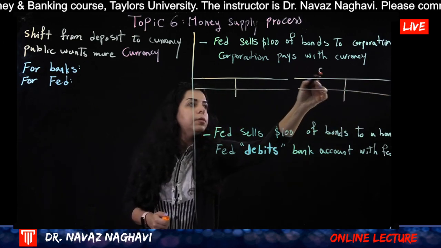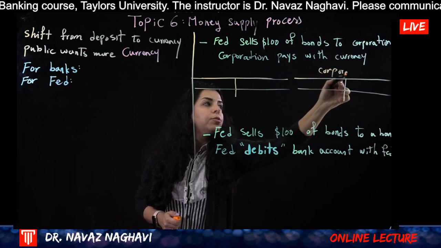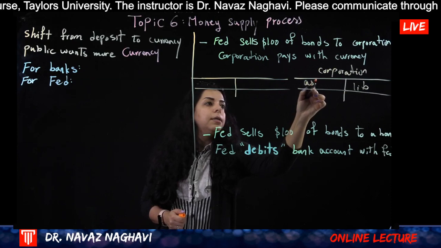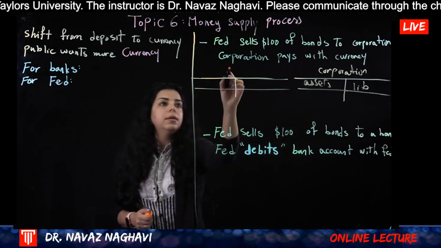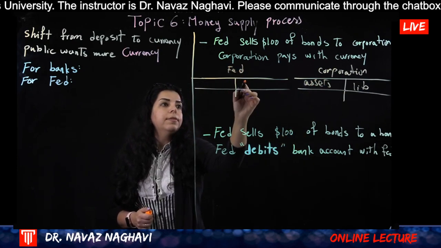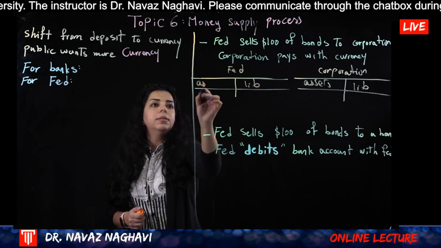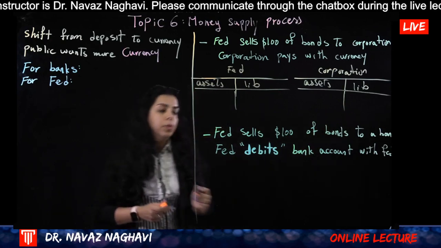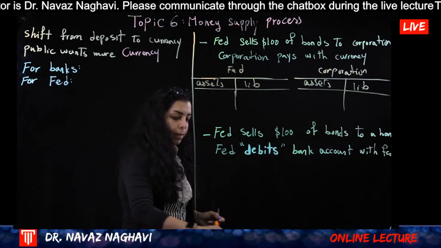So here is the corporation, here is liability, and here is assets again. Here is the Fed, again liability and assets. So one by one we read and then we fill.